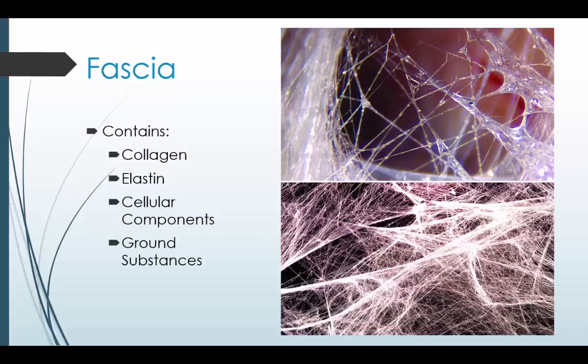The fascia contains collagen, elastin, cellular components, and ground substances. The elastin within the fascia allows the structure to return to its original shape when applied stresses are released. Fascia also responds with plastic deformation when prolonged forces are applied. Creep and hysteresis are properties of fascia and are impacted with myofascial release techniques.